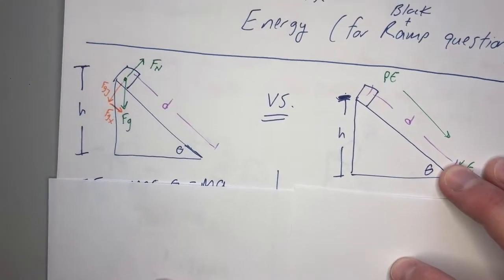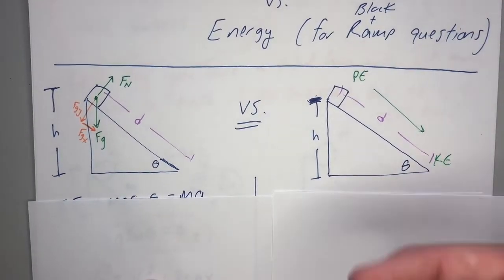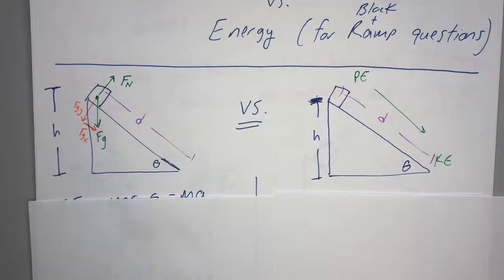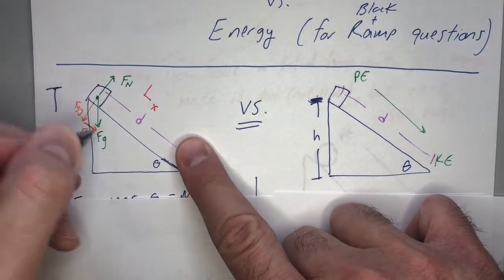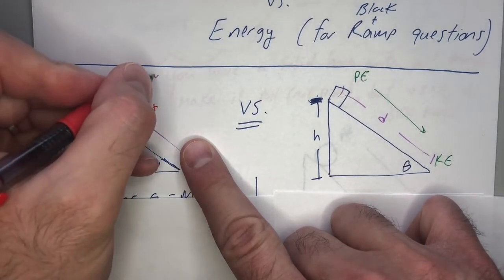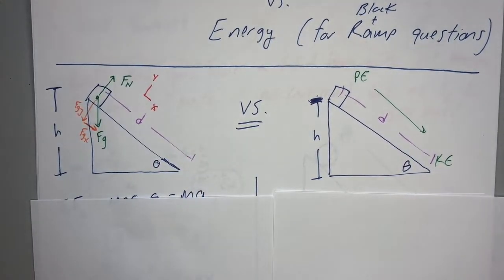So think about this. Step one, when you do a forces question, you draw a picture. Step two, you label your forces. Step three, you have to pick your coordinate system. And it makes sense in this case, since we have a ramp, to tilt our x-axis parallel with the ramp. And this would be our y-axis, just like that. So picture, forces, coordinate system. And then step four, we have to sum our forces.